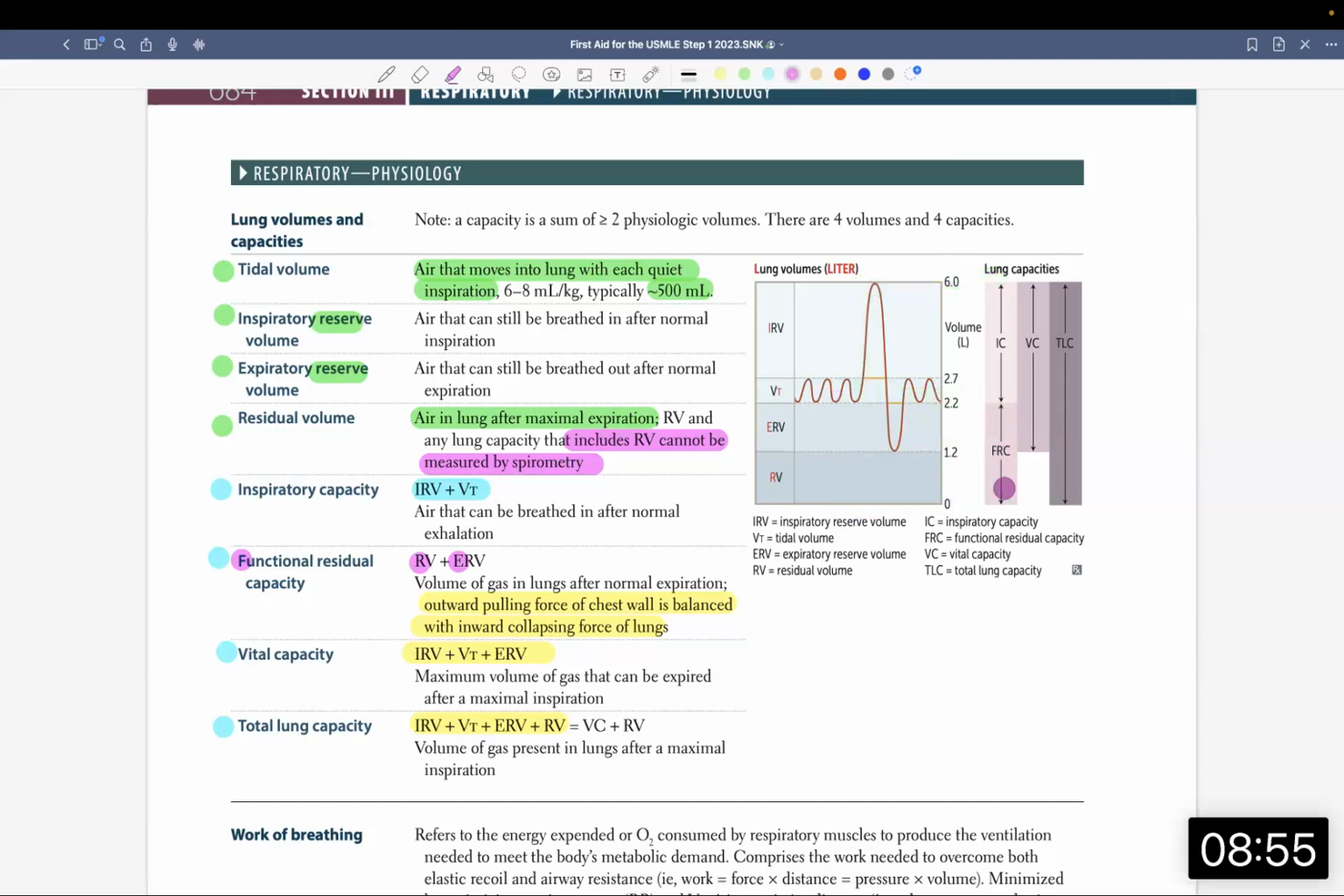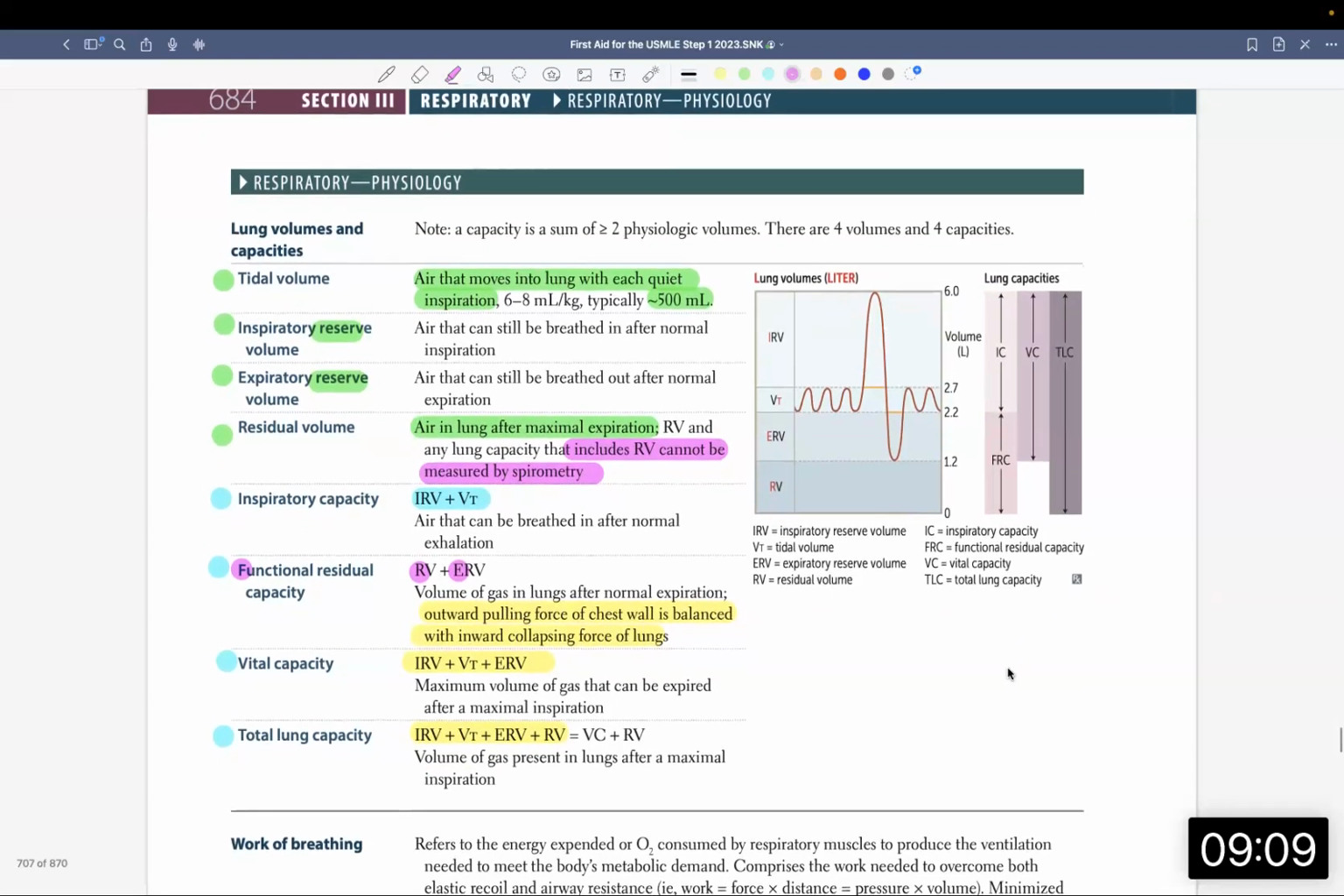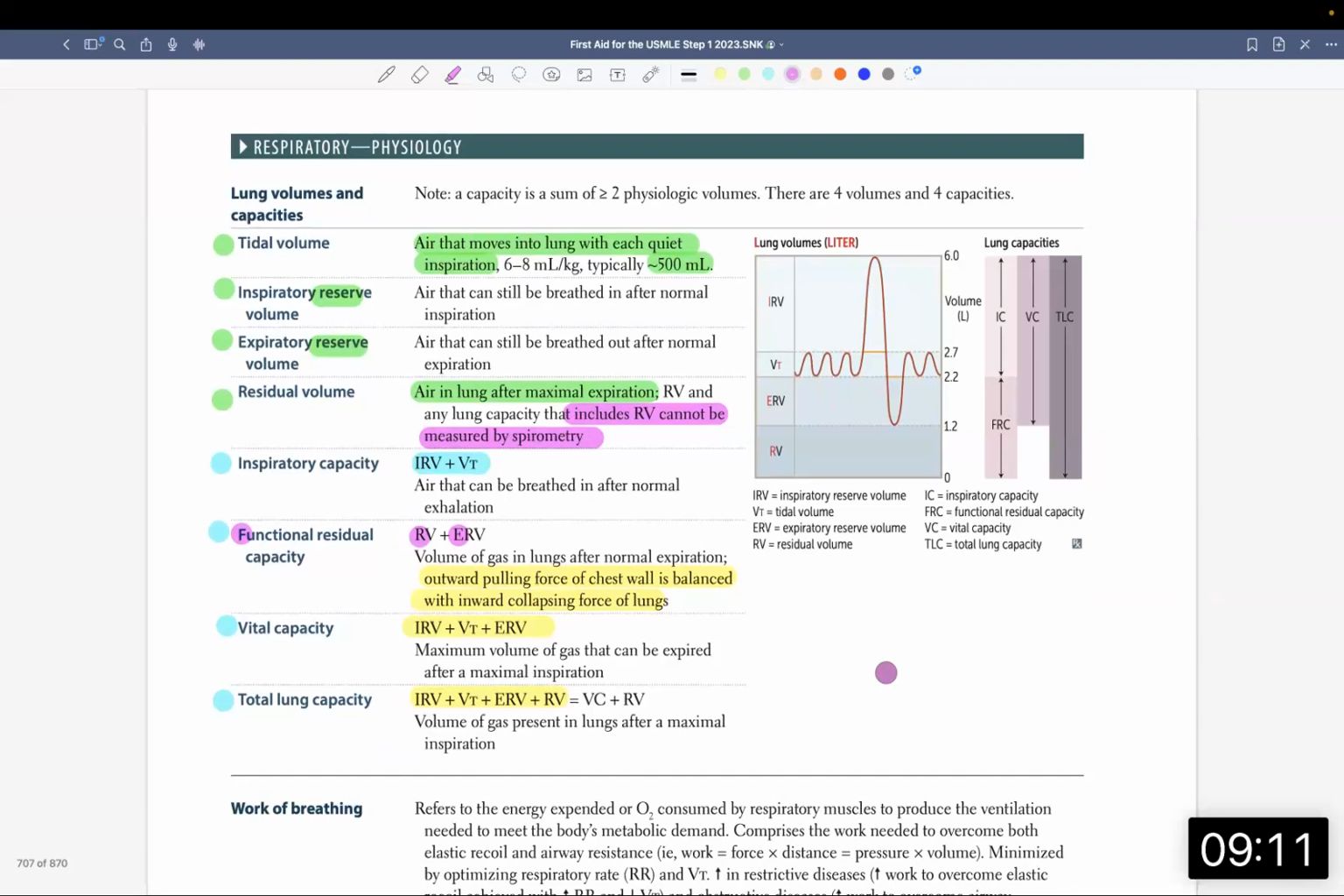Then vital capacity is the sum of inspiratory reserve, tidal volume, and the expiratory reserve. That's vital capacity. Total lung capacity is everything. And TLC is not changed with age. Tender loving care is not changed with elderly patients, right? That was a mnemonic. Tender loving care: total lung capacity is not changed, although the vital capacity might change. Okay, we'll get to it later.